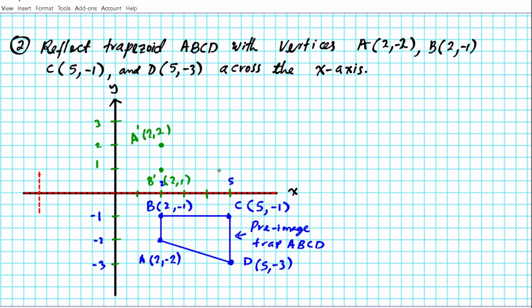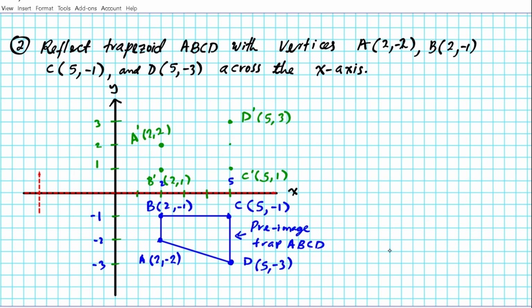And then let's do C. C is reflected 1 unit upwards right here. That's point C prime. Point C prime is 5, 1. And then point D is 3 units down, so we're going to reflect upwards, perpendicular to the x-axis. 1, 2, 3 units up will take us to D prime, the image of D on the reflection about the x-axis. So that's going to be 5, 3.